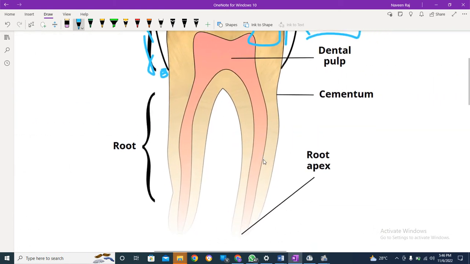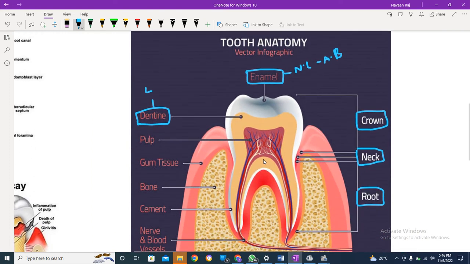Next, moving forward, we have got the pulp. What is pulp? Downward from the dentine, we have got the blood supply system for the tooth.